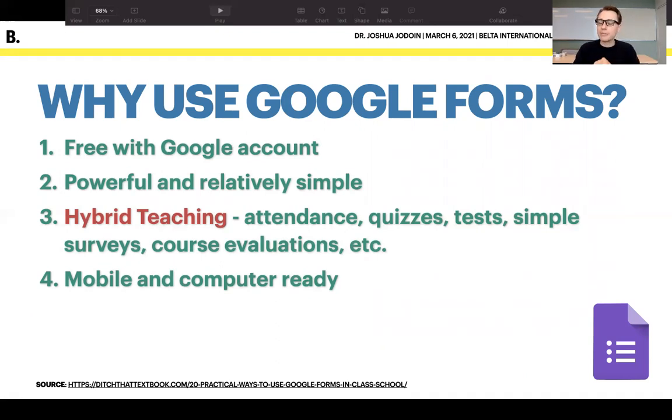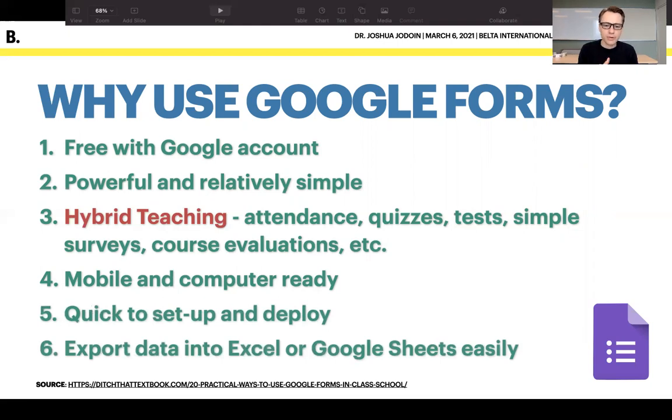It's mobile and computer ready. So if a student doesn't have their laptop in class, they can use their cell phones. And nowadays, everyone has a smartphone. A basic smartphone can be used, and Google works very well on almost any device. And of course, you can export the data in Google Sheets or in Excel, which is very helpful if you want to keep track of attendance records, for example, or quizzes and tests.